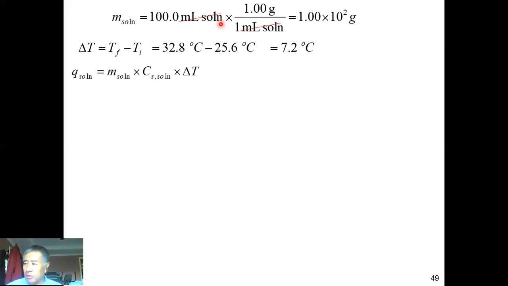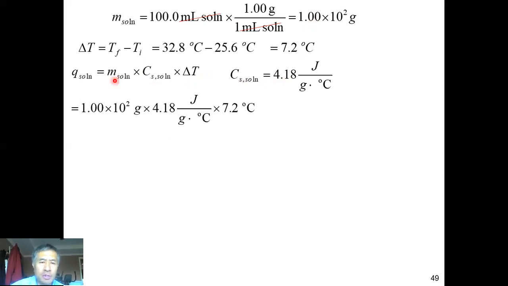So Q solution means heat of the solution, which equals mass of the solution times specific heat of the solution times delta T of the solution. We found delta T equals 7.2 degrees Celsius. For Cs, we can use 4.18, and the mass we found is 100 grams, so we put it here. Then we cancel out those units and we get joules.